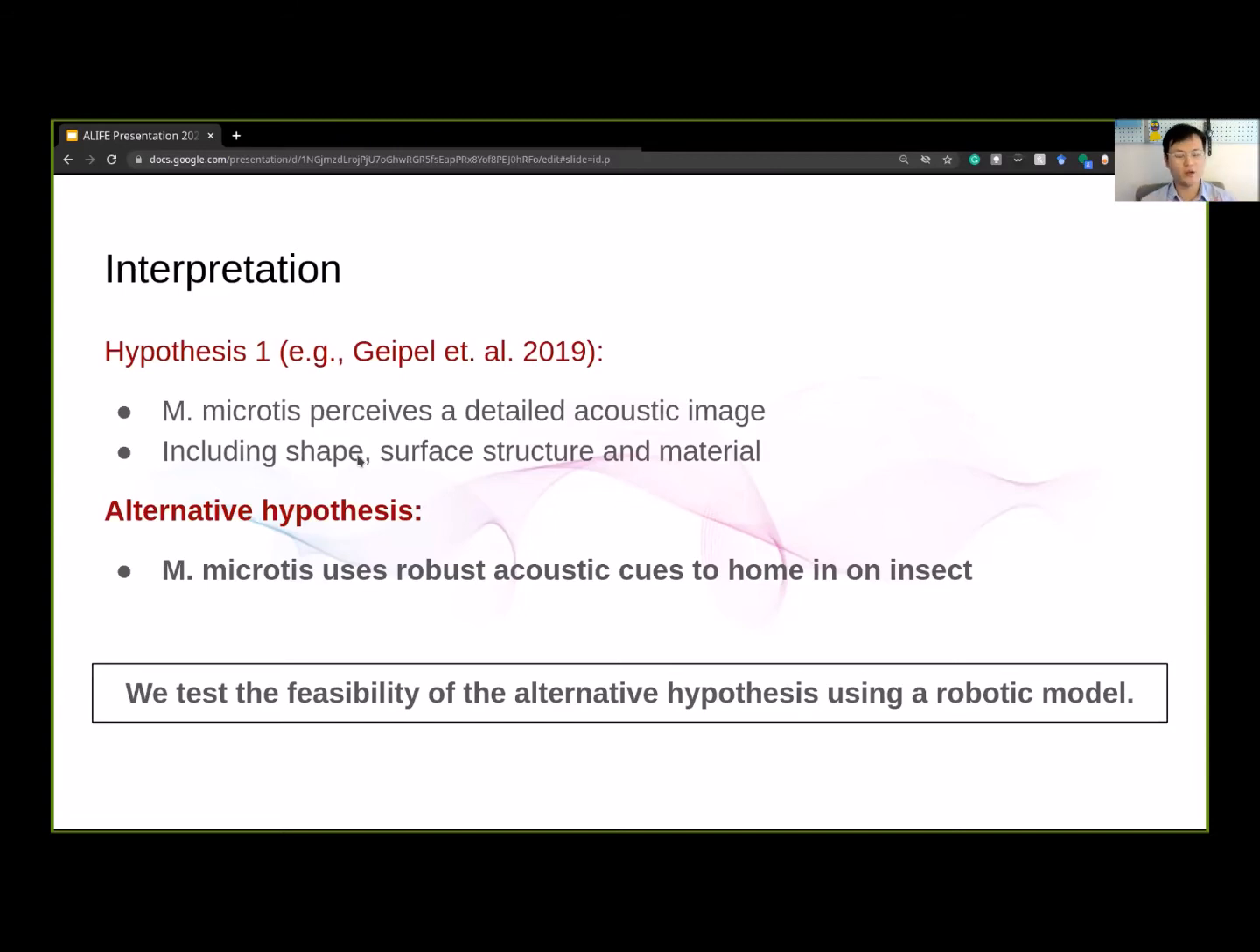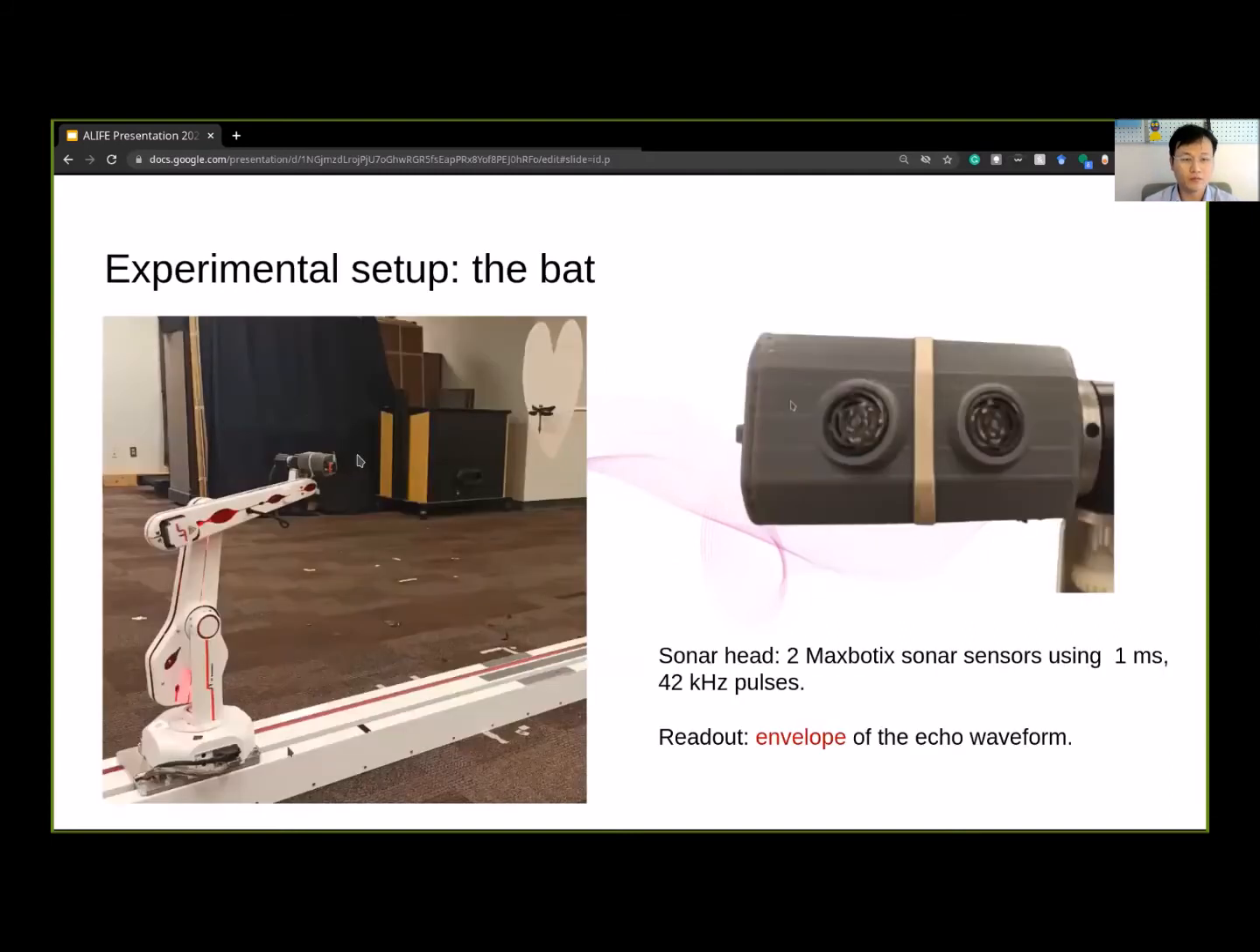So in this study, we use a robotic model in order to test the feasibility of a Myotis using the intensity cues of the echoes in order to home in on the target. Our robotics setup for the locomotion of the bat uses a robot arm, as you can see here. And on the robot arm, we attach a sonar head.